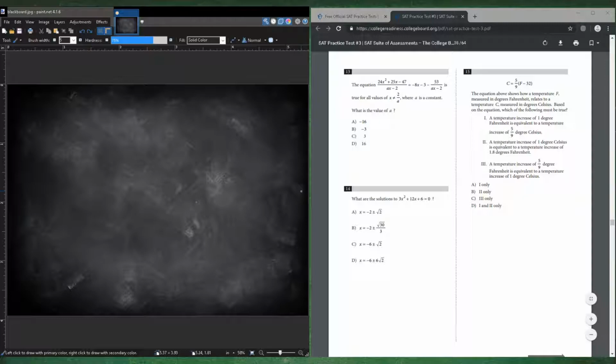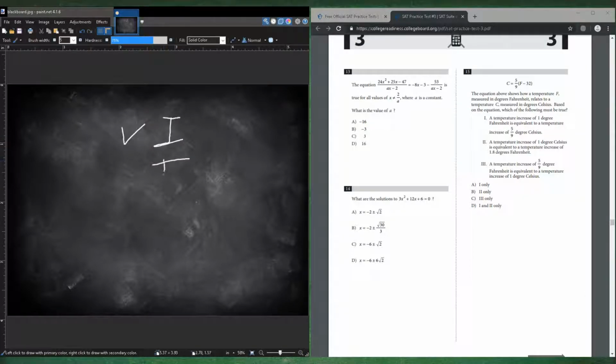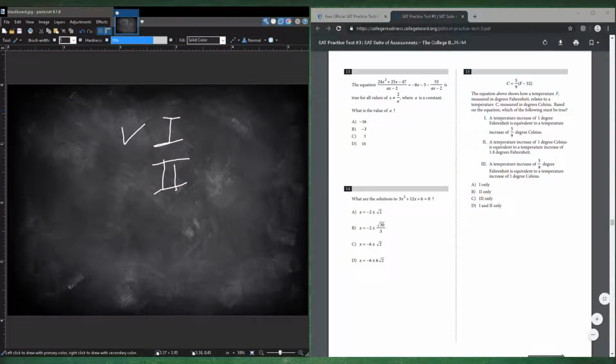So if F increased by 1 every single time, so like 1 to 2 to 3, then C increased by 5/9. So 1 is true. Now 2, a temperature increase of 1 degree Celsius is equivalent to a temperature increase of 1.8 degrees Fahrenheit. That is not true because that contradicts what we just said in 1. Because 1.8 is just 9 over 5 when in reality it's 5 over 9. So 2 is not true.